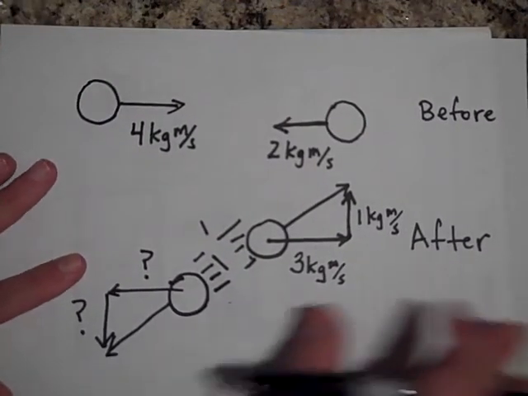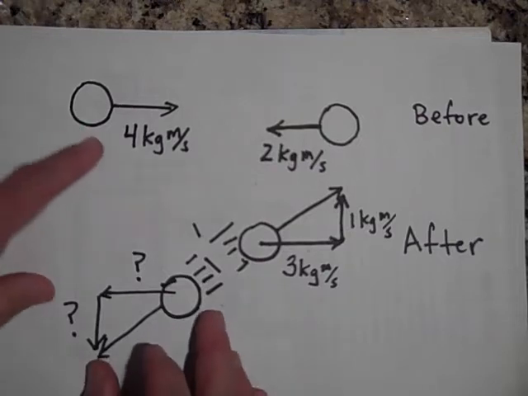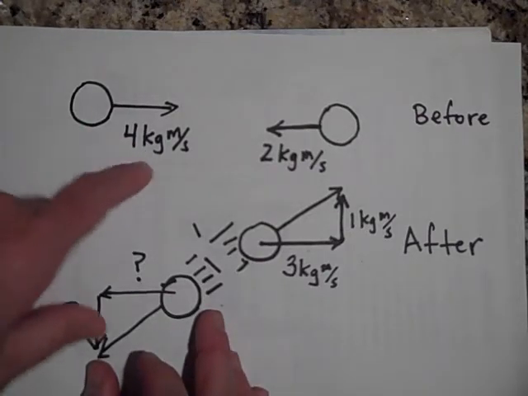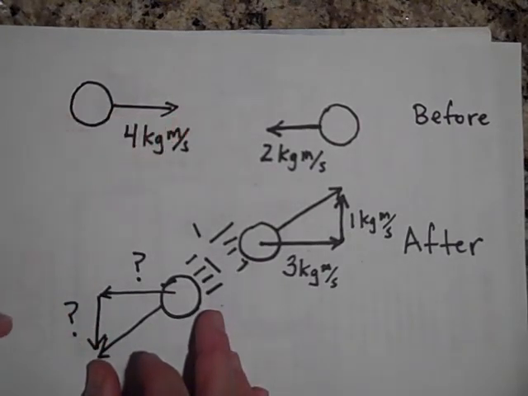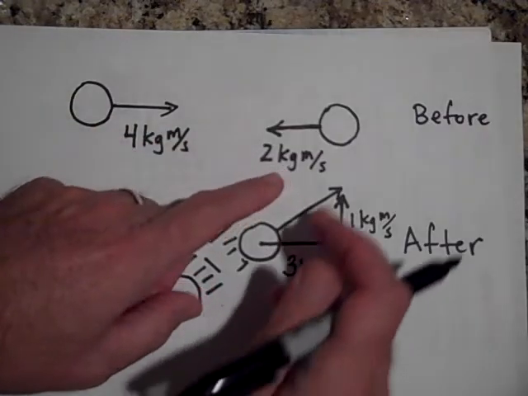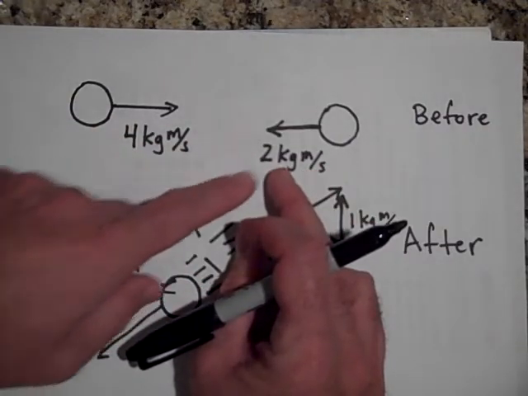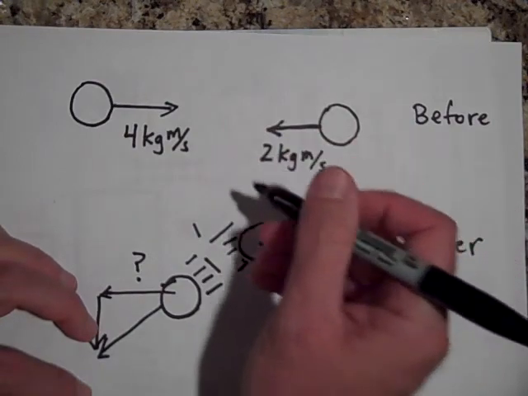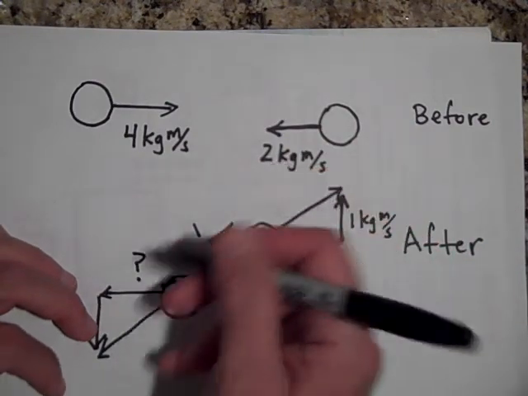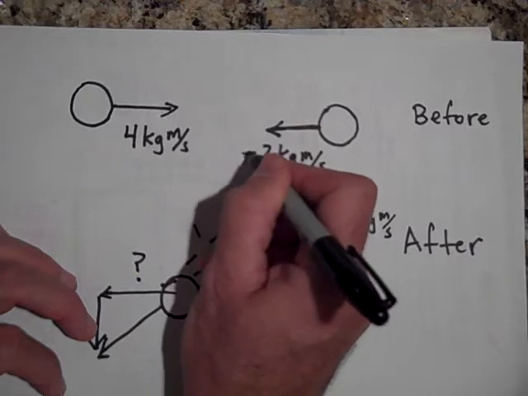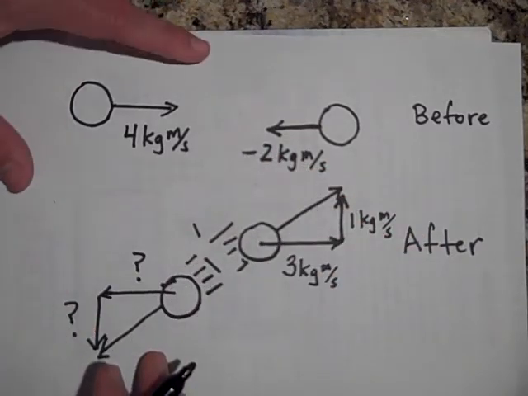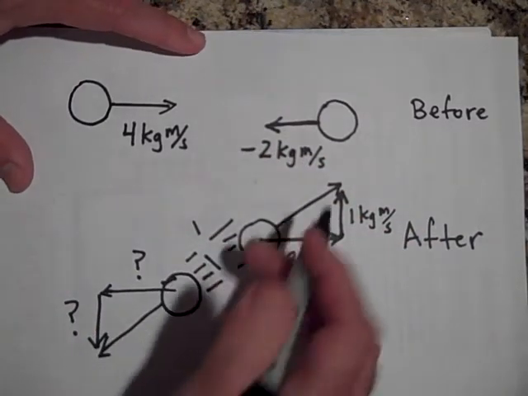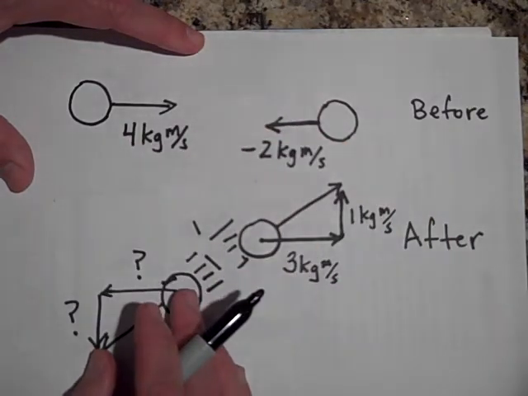Okay, we have a ball that's going 4 kilogram meters per second to the right, and another ball heading the other way with its own momentum of 2 kilogram meters per second to the left. Now that's just the magnitude. I should probably put a negative here to show you that it's actually going the other way. This is before the collision.